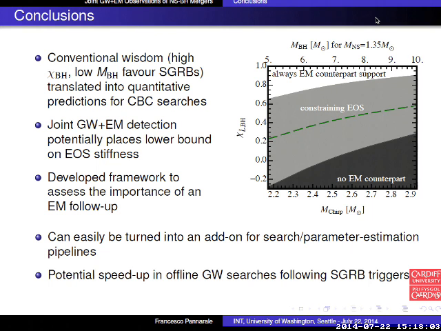And again, the benefit we would have in following short gamma ray burst triggers is that we could speed up all our offline searches for mixed binaries and increase their sensitivity. And that's what I had to tell you for today.